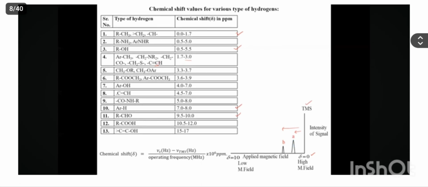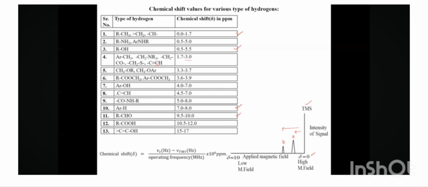Chemical shift values for various types of hydrogen: RCH3, R2CH2, R3CH 0.0 to 1.7; RNH2, NHR 0.5 to 5.0; ROH 0.5 to 5.5; ArCH3, CH2, R2C=CH2, CH2S, C≡CH 1.7 to 3.0; CH3OR, CH3OAr 3.3 to 3.7; RCOOCH3, ArCOOCH3 3.6 to 3.9; ArOH 4.0 to 7; C=CH 4.5 to 7; CONHR 5.0 to 8.0; ArH 7.0 to 8.0; RCHO 9.5 to 10; RCOOH 10.5 to 12; C=C-OH 15 to 17.